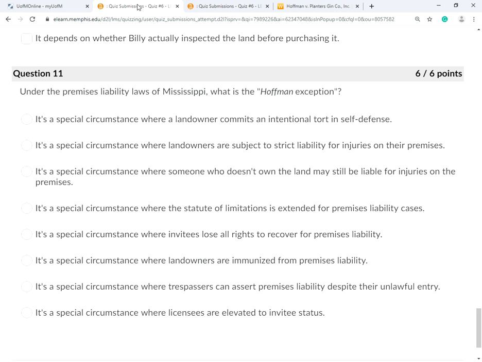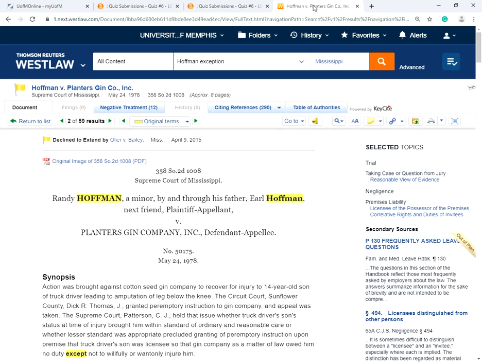And question 11 reads, under the premises liability laws of Mississippi, what is the Hoffmann exception? Now, this was a very difficult question because of all the different parts of the law that you really have to look at: strict liability, intentional torts, statutes, limitations on liability cases. So let me just jump into this a little bit.